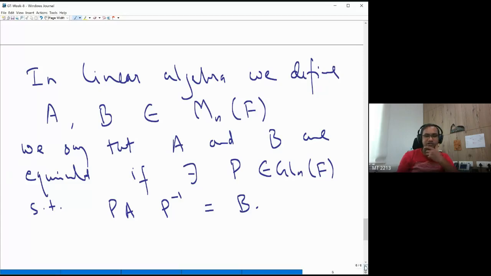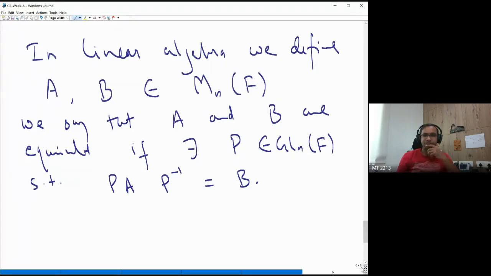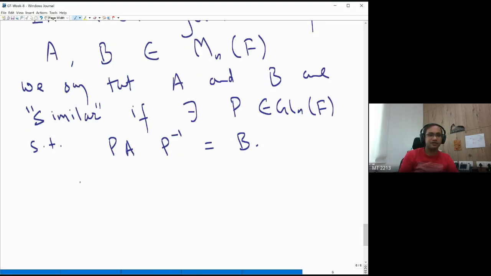What is this equivalence relation called? This is called similarity. So instead of saying equivalent, I should say similarity classes. I wanted to check if you remember this. So A and B are similar, and the whole theory of Jordan canonical form, this is the definition there.